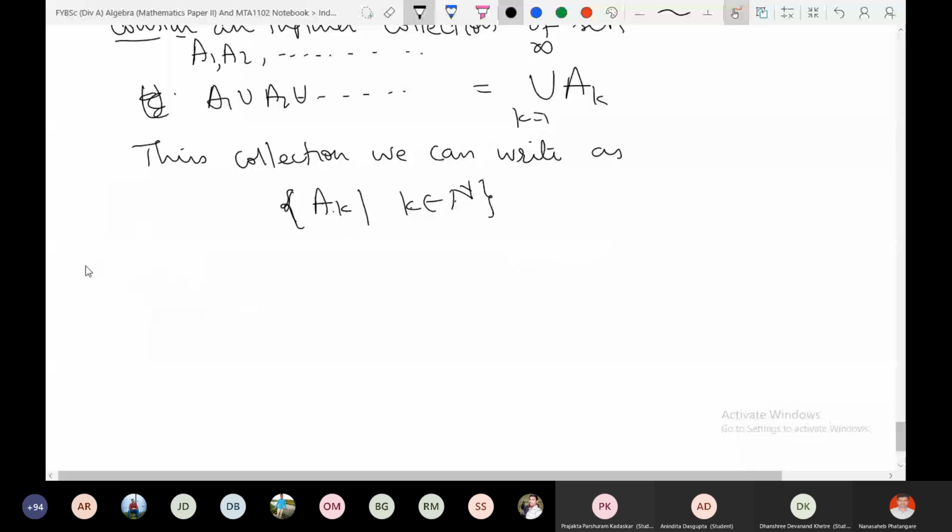So for example, suppose A1 is a set of students. So my universal set is the students in the college, all students in the college.